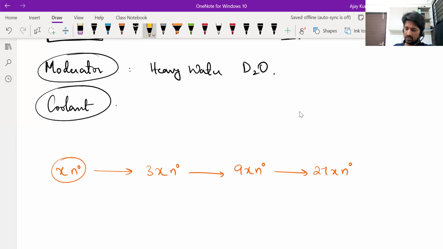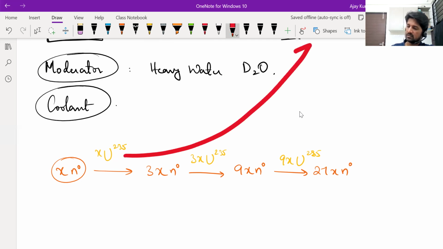So in the first step, x number of uranium-235 nuclei will disintegrate. In the next step, 3x number of uranium-235 will disintegrate. In the next step, 9x number of uranium-235 will disintegrate. So the number of nuclei disintegrating step by step increases exponentially. And whenever uranium disintegrates, it produces energy. That means if you allow this reaction to go on without any control, the energy released in the nuclear reactor will increase exponentially, which is a bad thing because nuclear reactions release too much energy.